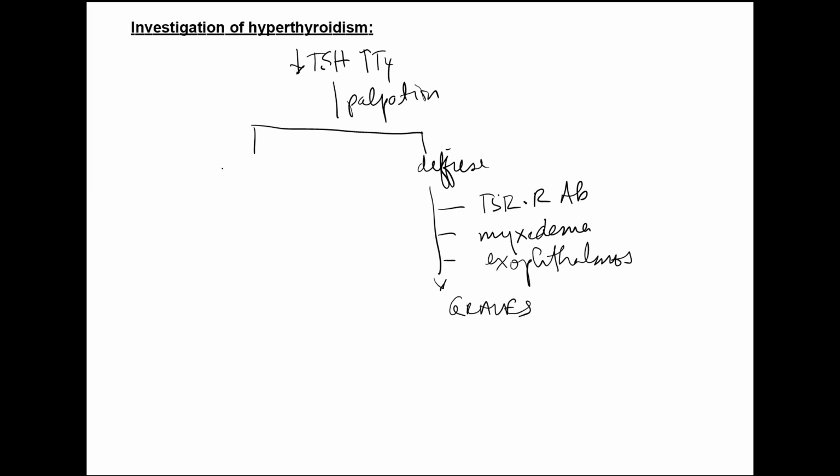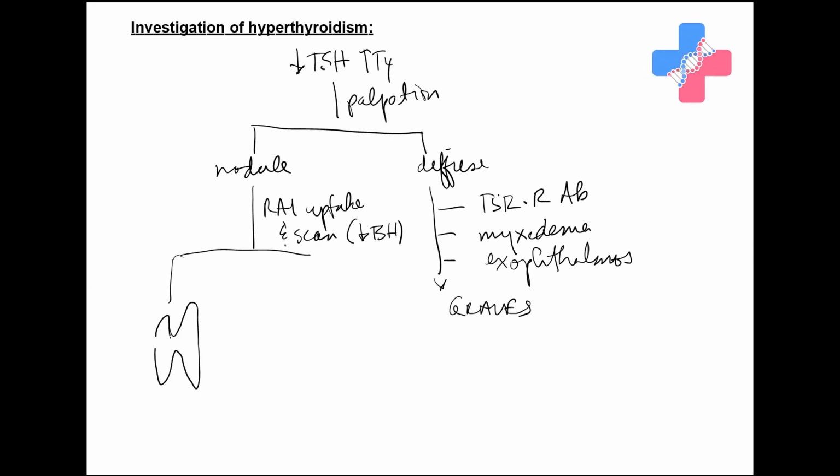By comparison, one can find a nodule. And the question then is, is that a functioning nodule or not? A common way of investigating that is to do a radioactive iodine uptake and scan. A functioning nodule will show an intense area of increased activity and then suppression in the rest of the gland because there's a decrease in TSH.